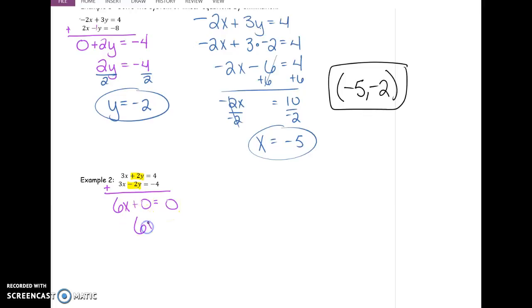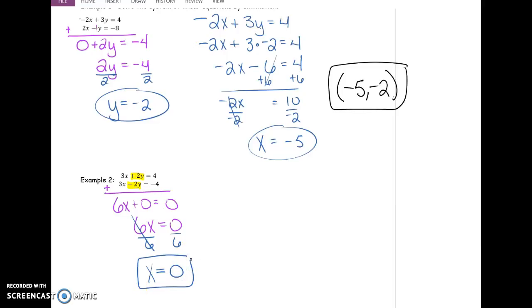So we have 6x equals 0, and we need to solve this equation. Divide by 6, divide by 6. x equals, what is 0 divided by 6? If you don't remember, plug it into your calculator. 0 divided by 6 is 0.